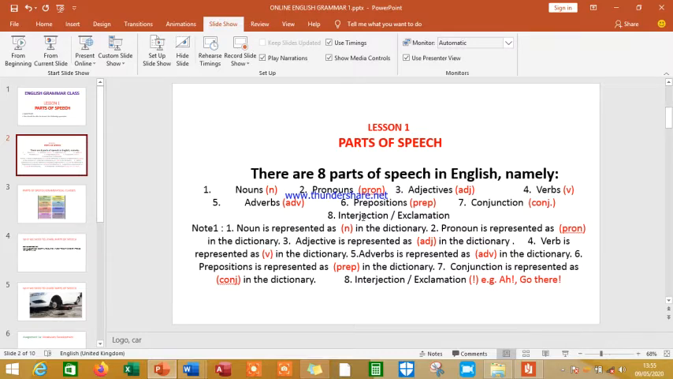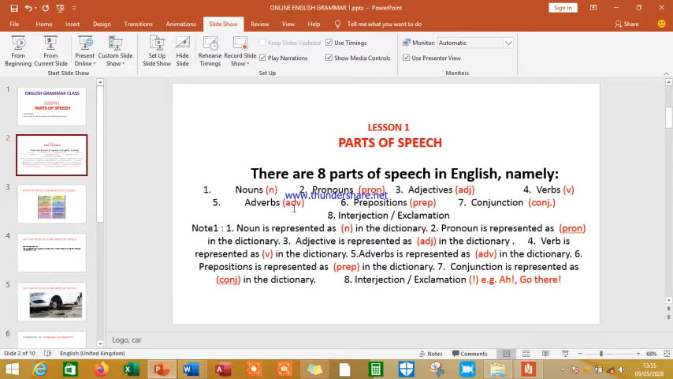There are 8 things you must combine together effectively to be able to speak English or to write it down. So we have 8 parts. We have nouns, pronouns, adjectives, verbs, adverbs, prepositions, conjunction, interjection.